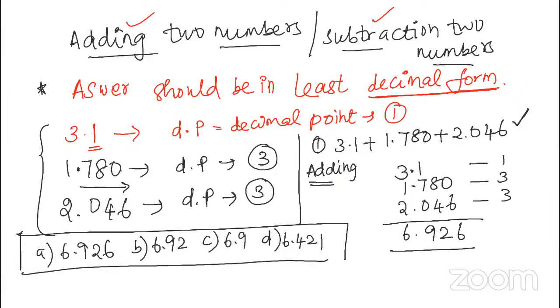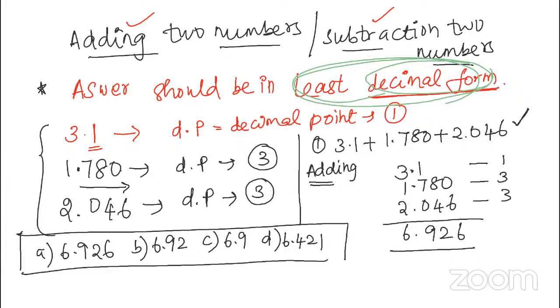Okay. How to deal with that? So now we have added everything. So after adding, we can't just write the answer readily. It is wrong. Okay. So when adding, we are given one condition, no? What is it? That is the least decimal form. The answer should be in least decimal form.